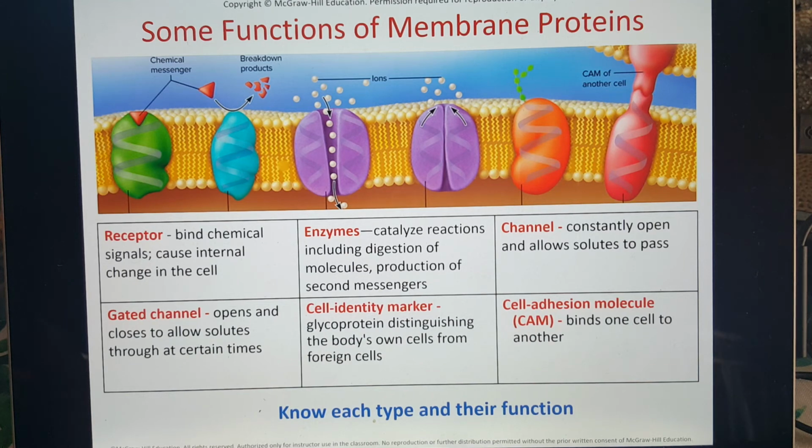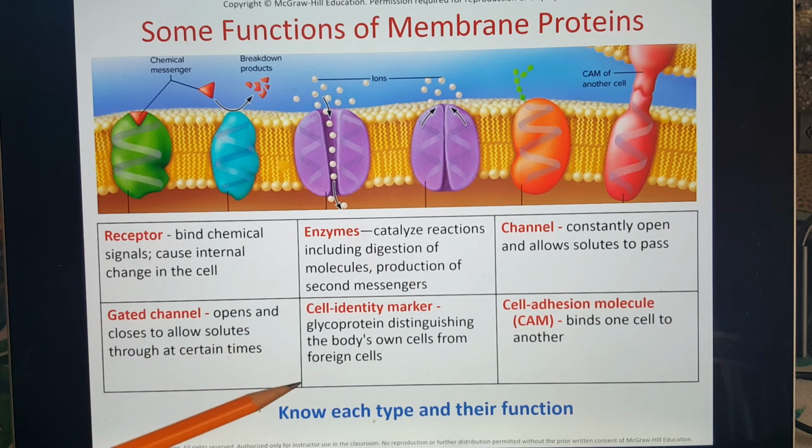So in gated channels, they actually have to be opened. Sometimes it's because of mechanical reasons. Sometimes the channel is also a receptor, so a chemical messenger has to bind, which allows the channel to open so that your ion or other substance that the channel allows will be able to go down its concentration gradient.